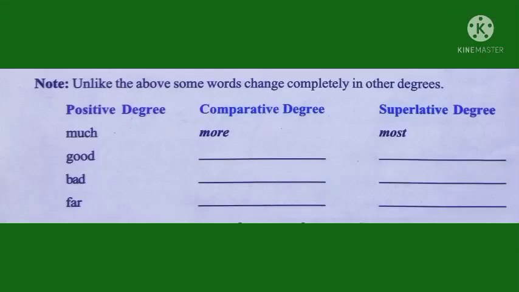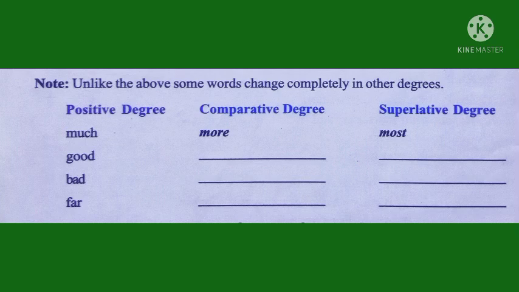Now coming to the next slide. Here in this, the words are completely changed in other degrees. Means positive, comparative and superlative degrees. The words are completely changed. Let us see about them. Here, much, more, most in superlative degree. Means here we are talking about the quantity.